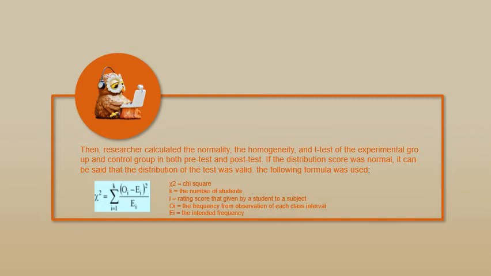The following formula was used. X2 is chi squared, K is the number of students, I is the rating score that is given by a student to a subject, OE is the frequency from observation of each class interval, EA is the expected frequency.